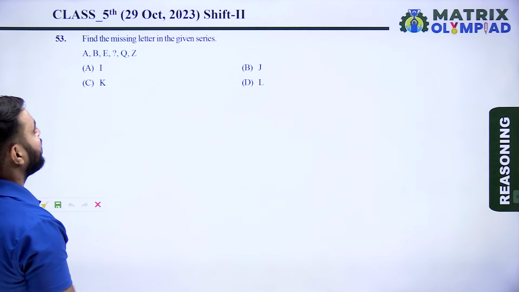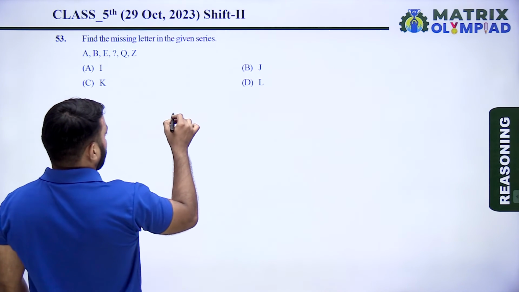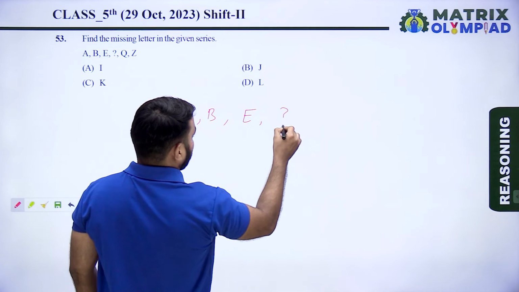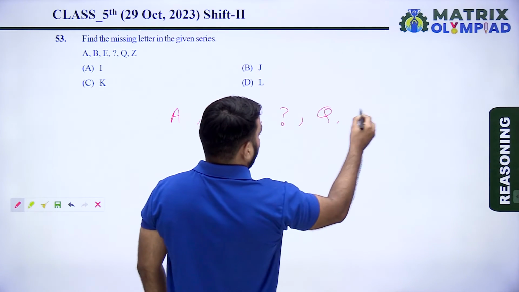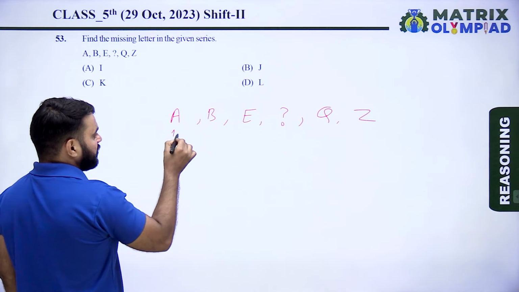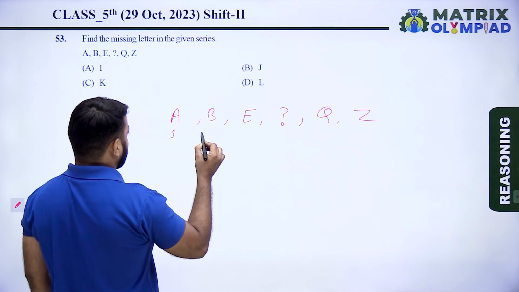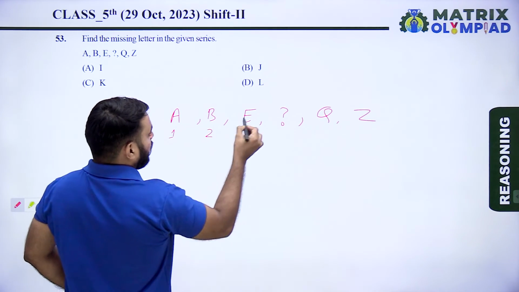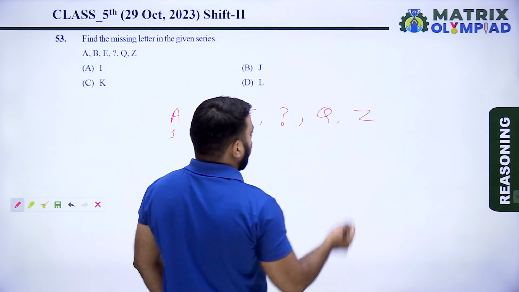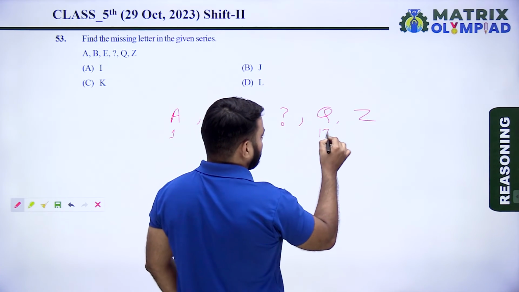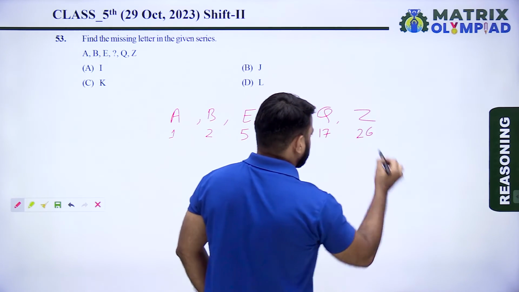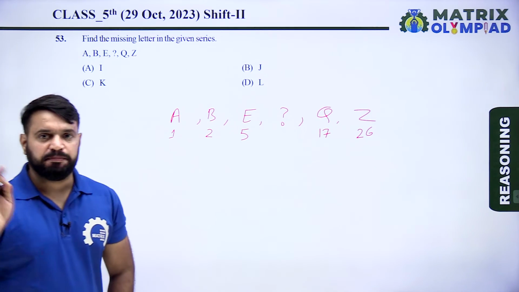Find the missing letter in the given series. The series is A, B, E, missing alphabet, Q and Z. The position of A in the English alphabet is 1. B is 2. E is 5. Q is 17. Z is 26. First find the pattern.